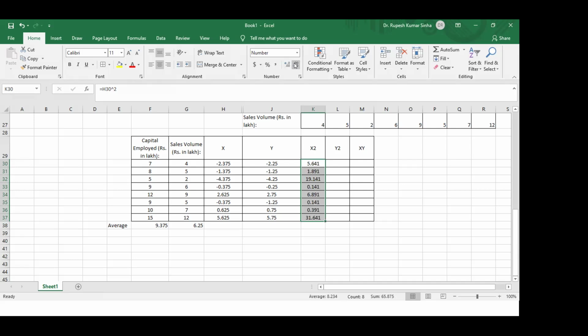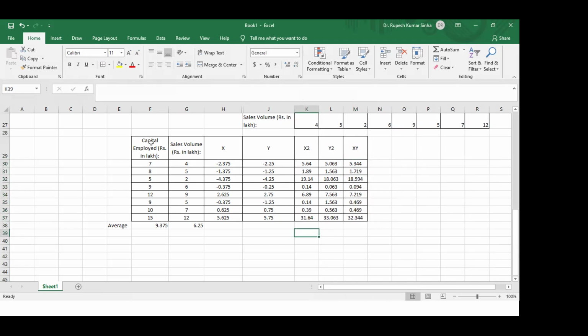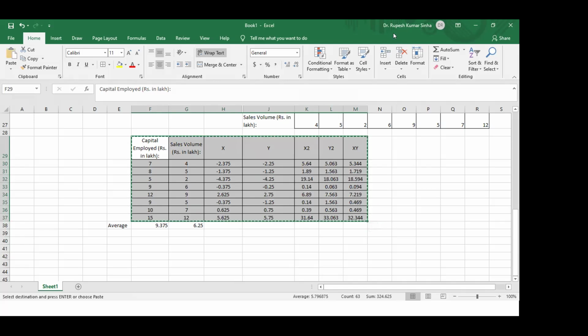So up to 2 decimal, you have to do it manually, which I was trying to show you. y square is equal to y to the power 2. This also up to 2 or 3 decimal. Now xy is equal to x into y. This also I am going to take till 2 decimal. Yeah. So this is the data which I got. Let me put it in the PPT which I was showing to you.